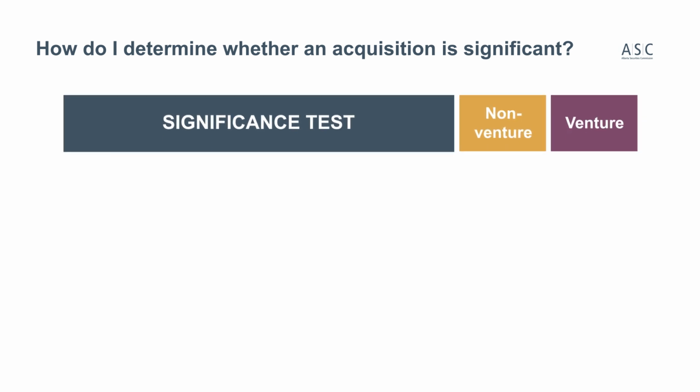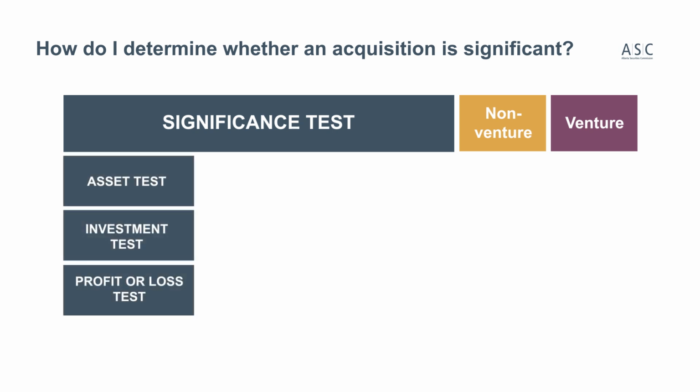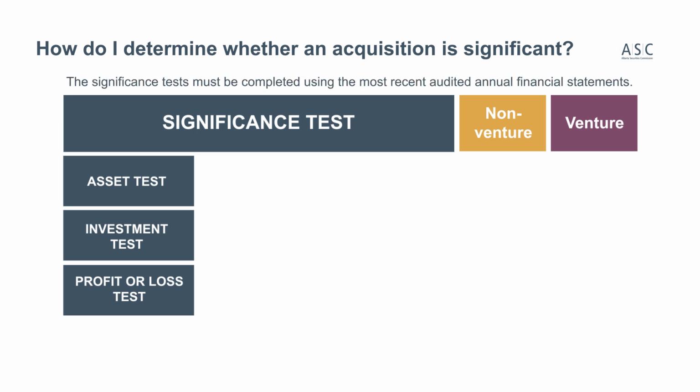As shown on the slide, securities legislation outlines 3 separate tests that must be done to perform a significance assessment. Each of these tests should be completed using the issuer's most recent audited annual financial statements for the period that ended before the acquisition date. The asset test considers the issuer's proportionate share of the consolidated assets of the business or the related businesses by comparing the value of the acquired assets to the issuer's total assets.